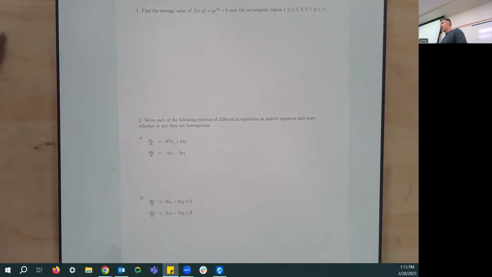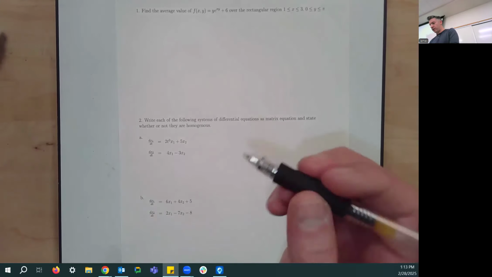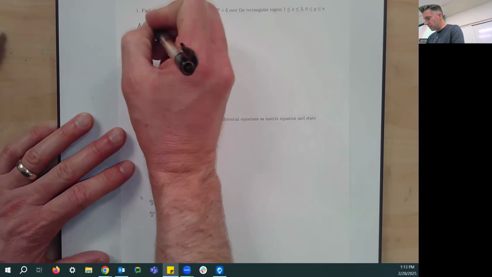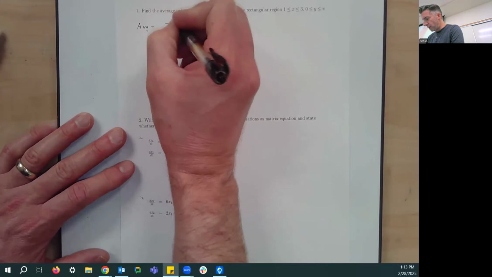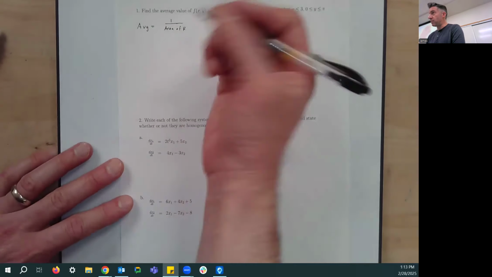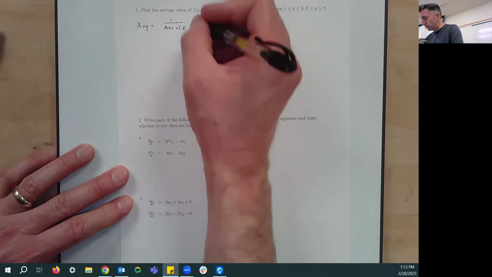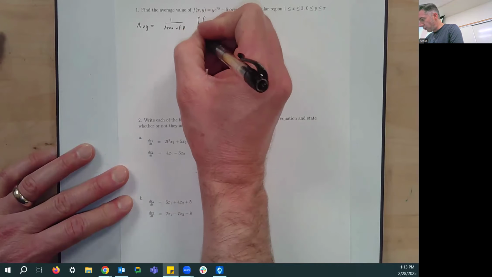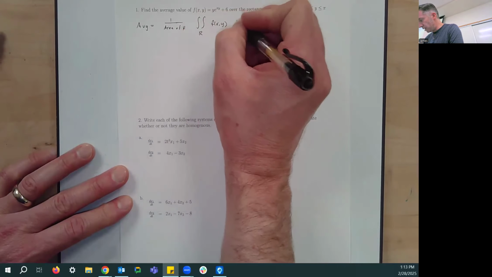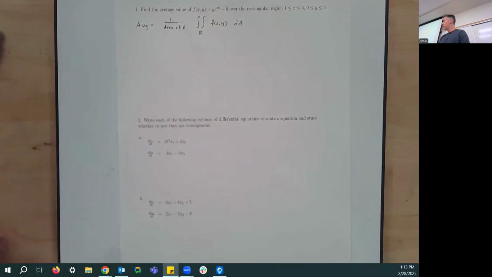So we should take a little bit of care here to do a couple things. First of all, I remind you that the average value is equal to 1 over the area of your region, you're dividing by the area of your region, times the double integral. So it's your double integral over your region of your function, dx dy or dy dx.